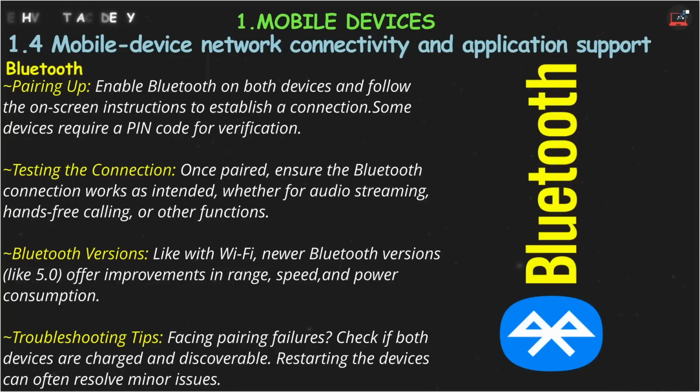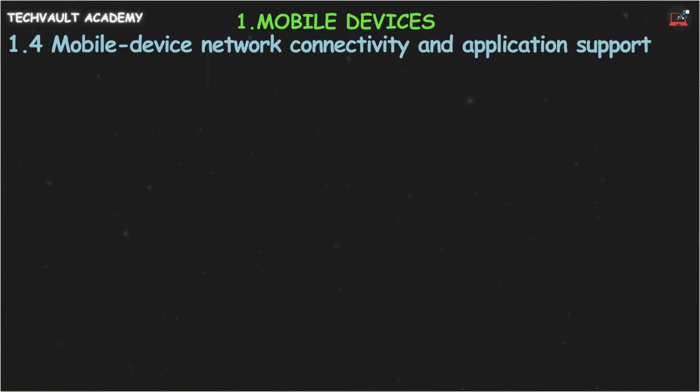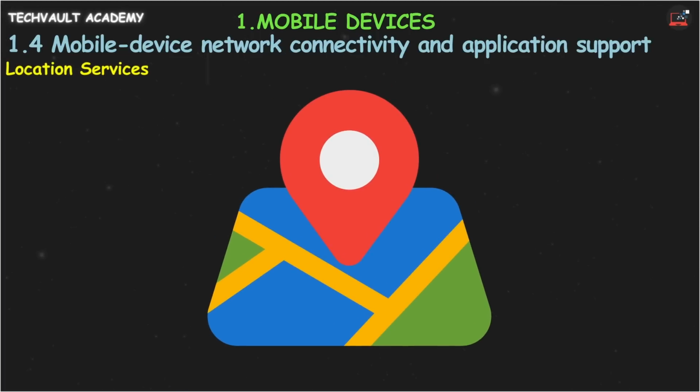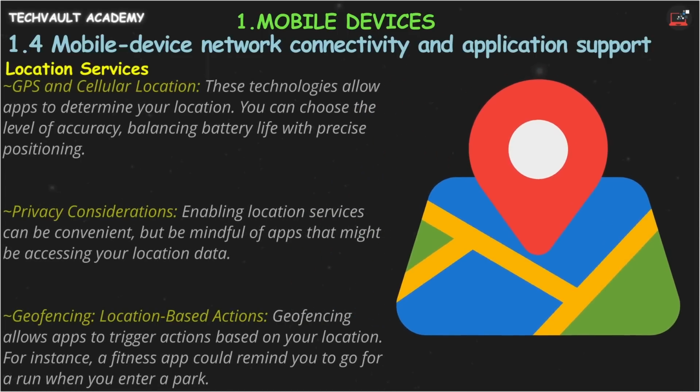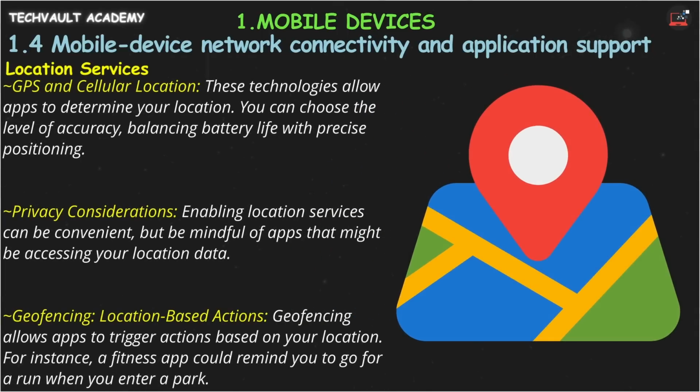Troubleshooting tips. Facing pairing failures? Check if both devices are charged and discoverable. Restarting the devices can often resolve minor issues. Location services. Knowing your place in the world. GPS and cellular location. These technologies allow apps to determine your location. You can choose the level of accuracy, balancing battery life with precise positioning.